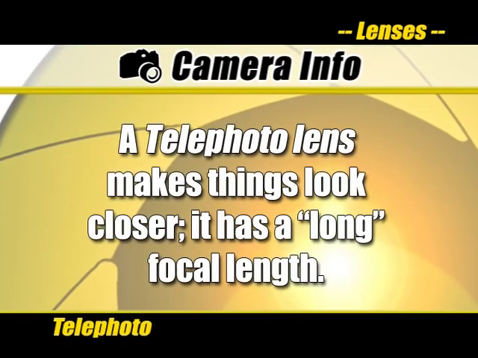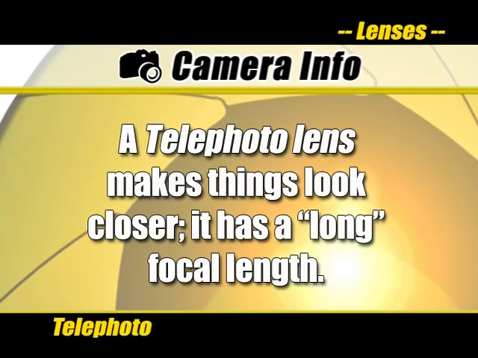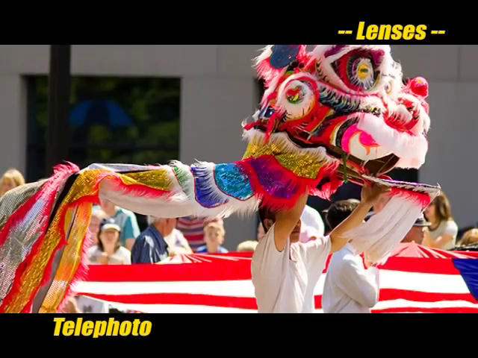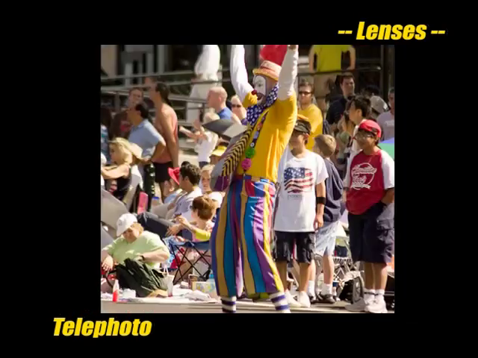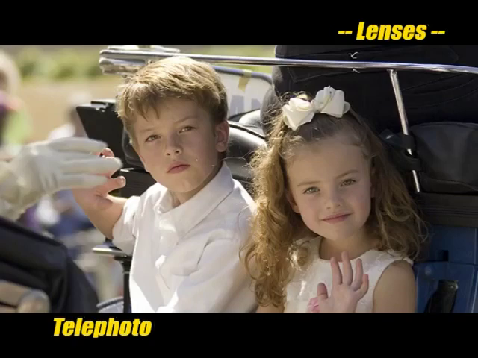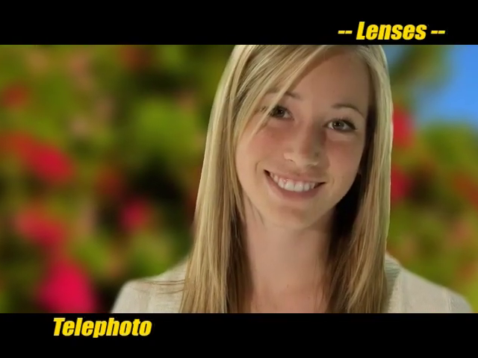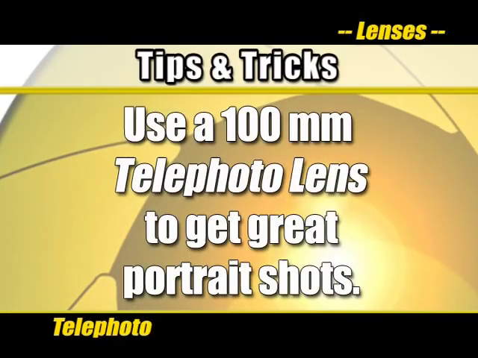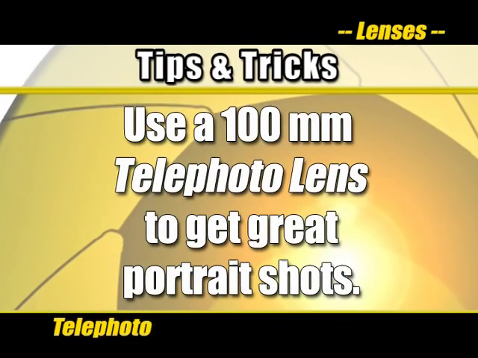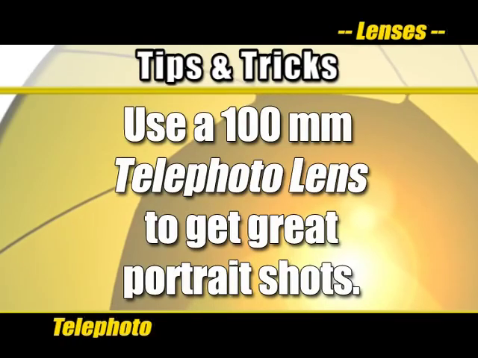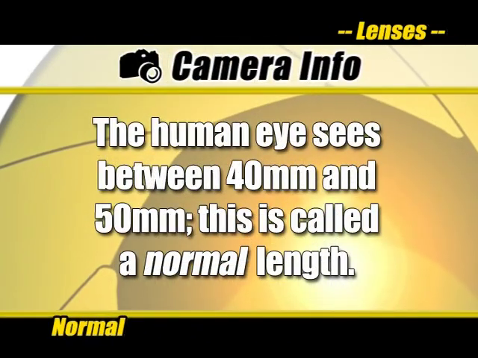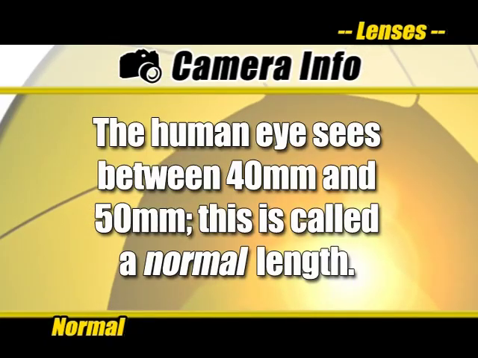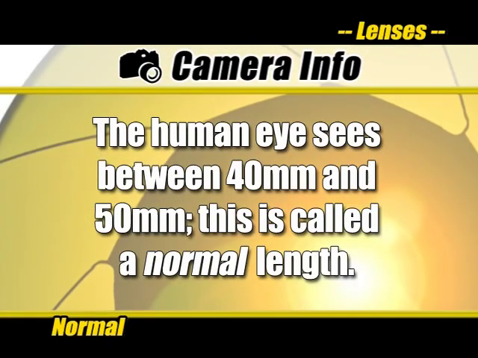A telephoto lens will make things appear closer. This is said to have a long focal length. A common focal length for great portrait photography is about 100 millimeters. A normal lens is considered to be about what the human eye sees, something between 40 and 50 millimeters. This is said to have a normal focal length.